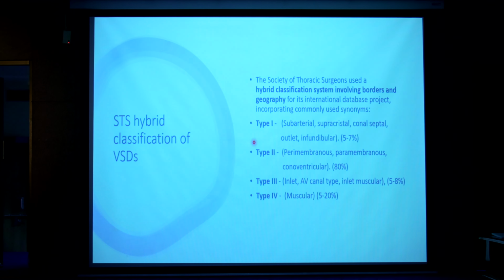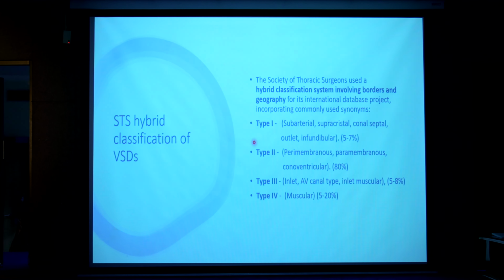Cardiologists will tell you posterior muscular; in fact, it will actually be inlet muscular. So there is a lot of confusion regarding where exactly. You can see here the type 1 to 4 hybrid classification, and how many names there are in each of these. In type 1 you have subarterial VSD, supracristal, conal septal, outlet, infundibular. In type 2 perimembranous, type 3 is AV canal, and type 4 is muscular.